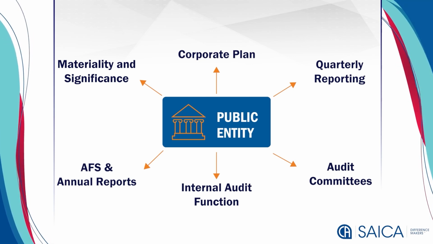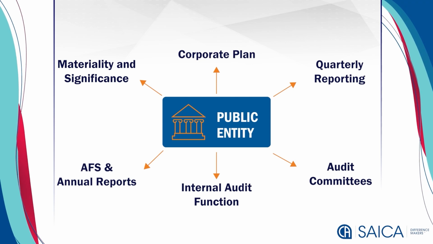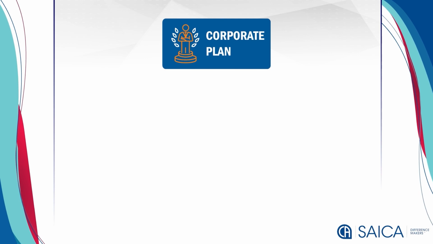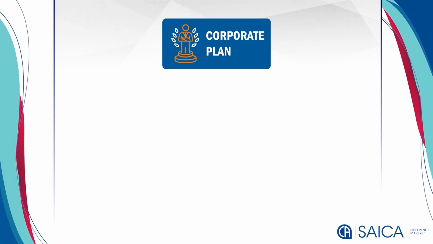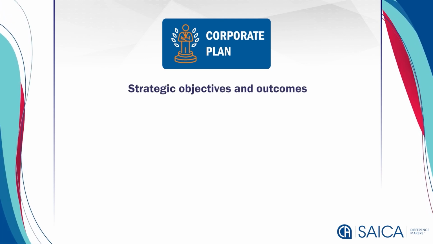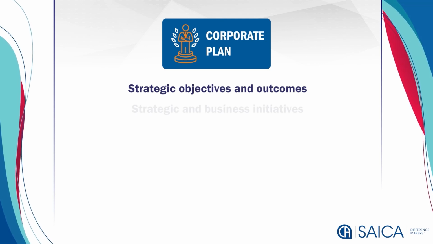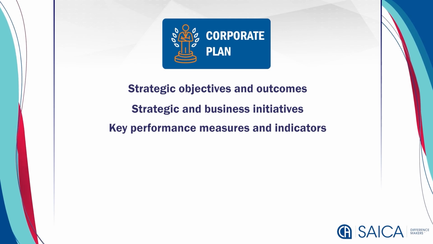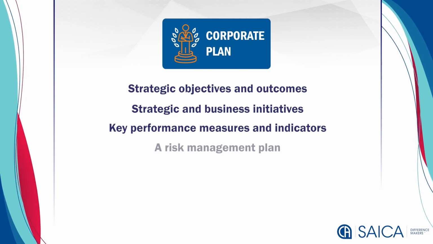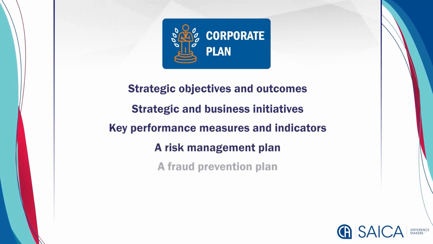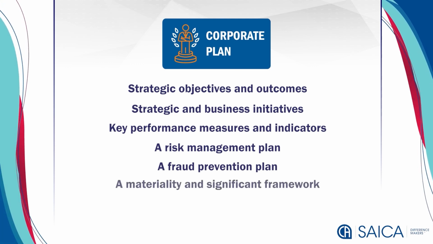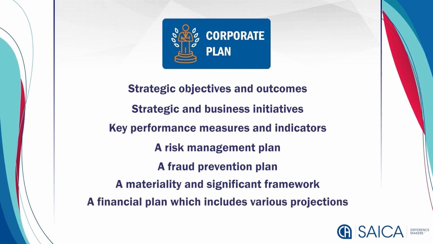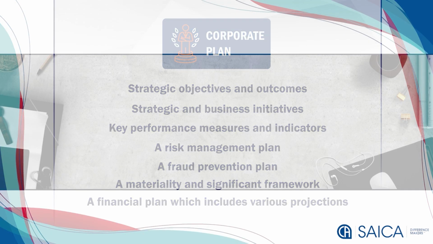Regulation 29.1.1 states that the corporate plan must cover a period of 3 years and details what the corporate plan must include, namely strategic objectives and outcomes, strategic and business initiatives, key performance measures and indicators, a risk management plan, a fraud prevention plan, a materiality and significant framework, a financial plan which includes various projections.